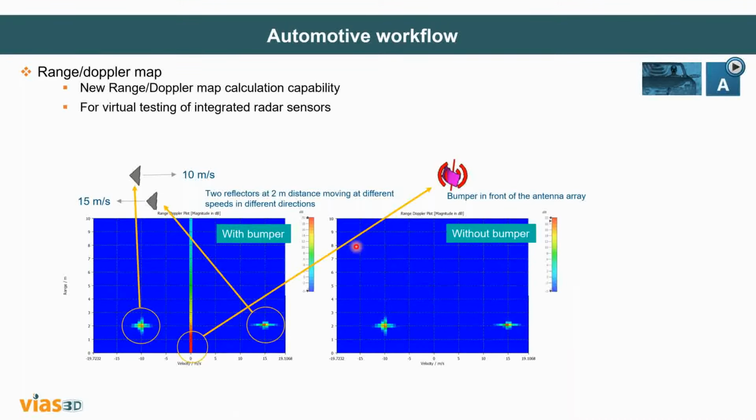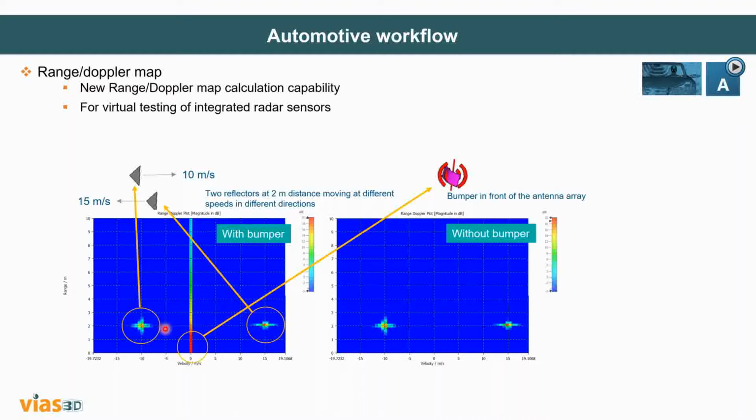So the next workflow is again for the automotive environment. Here also it is implemented with the asymptotic solver, and this new feature supports the virtual testing of driving assistance systems, range or Doppler map calculation. If you see, this is a bumper, and we have two moving targets, a two target scenario. So range and Doppler radar map is used to compare simulation scenarios to real radar sensor data. So this is an important feature for virtual testing of radar sensors or systems.